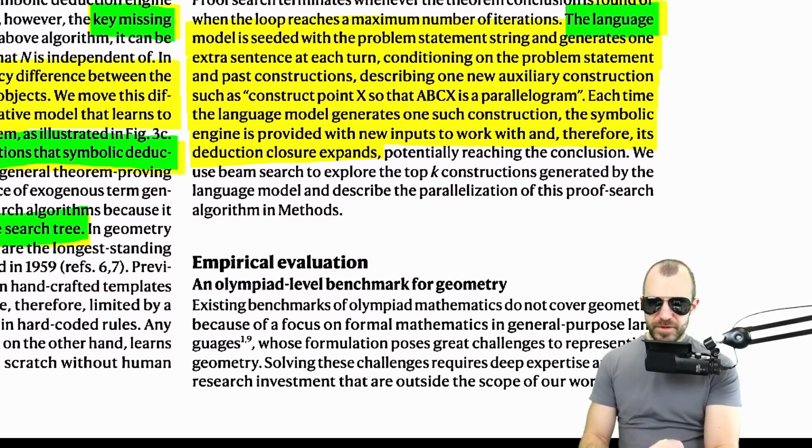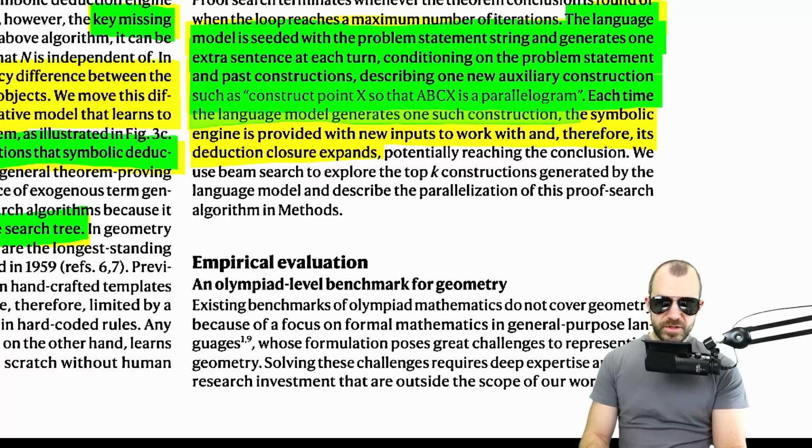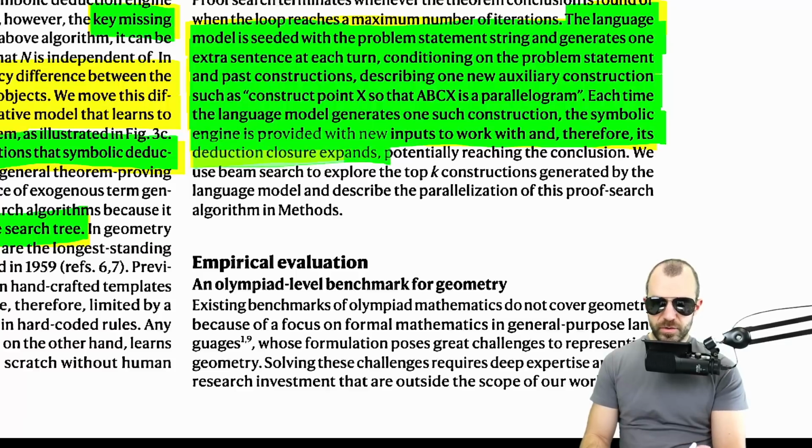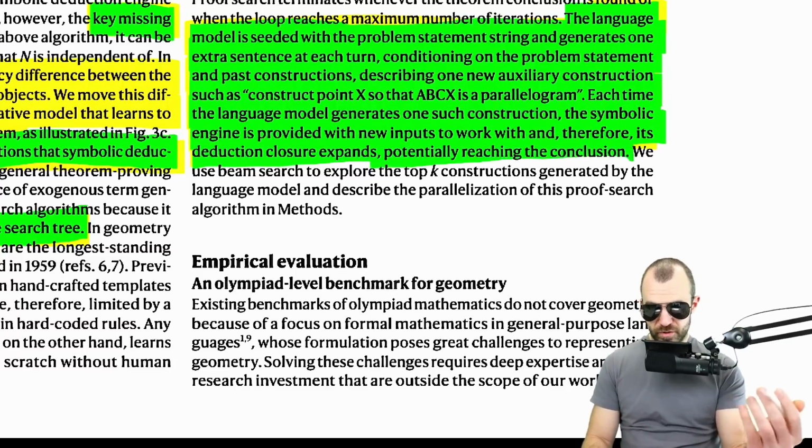The language model is seeded with the problem statement string and generates one extra sentence at each turn, conditioning on the problem statement and past constructions, describing one new auxiliary construction, such as "construct point X so that ABCX is a parallelogram." Each time the language model generates one such construction, the symbolic engine is provided with the new inputs to work with, and therefore its deduction closure expands, potentially reaching the conclusion.